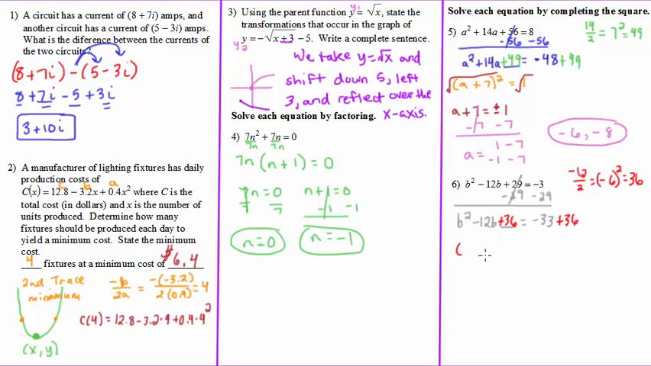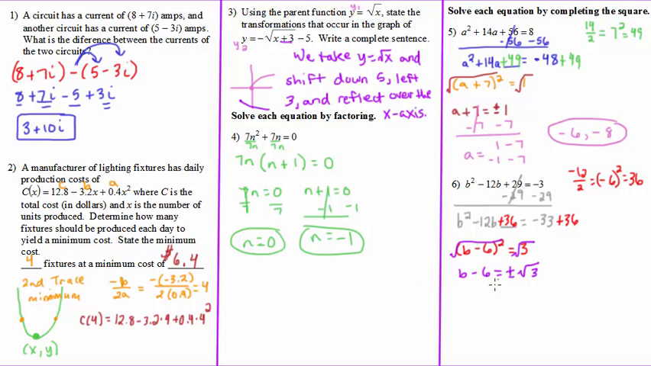Factor b squared minus 12b plus 36. What multiplies to get 36 that adds to get -12? -6 and -6. -33 plus 36 is 3. Now I am ready to square root both sides. So I get b minus 6 equals plus or minus, because I took the square root. Square root of 3 can't be simplified, so I leave it as the square root of 3.